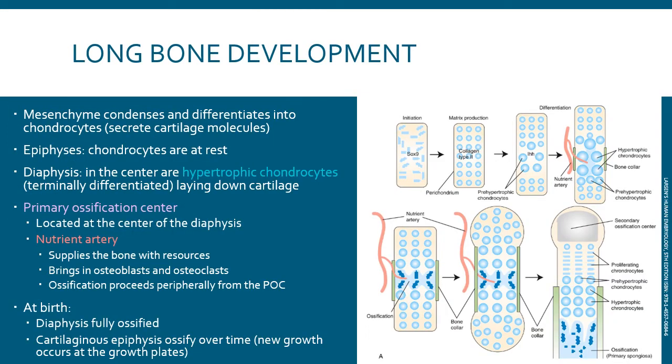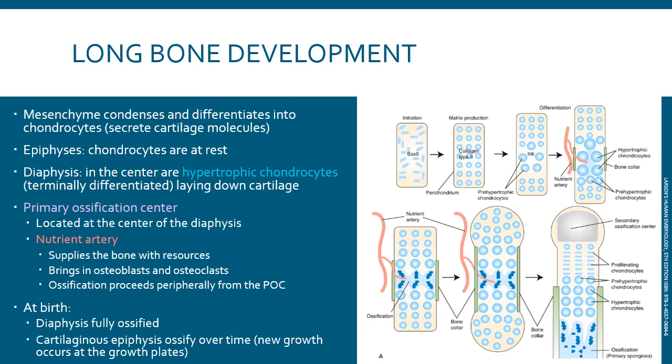Development of the long bone, again, the development of the various bone types is a little bit different. We'll focus on long bones. But in the case of the long bones, the mesenchyme is going to condense and differentiate into chondrocytes, which are then going to secrete cartilage. So we talked about this process of endochondral ossification. We've mentioned it several times. So this is what's happening. We're laying down this cartilage skeleton.